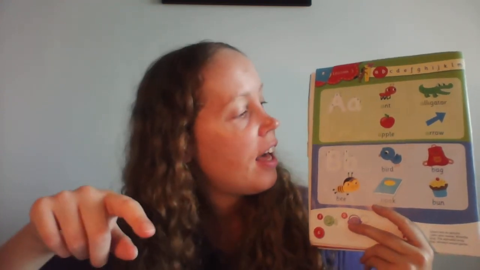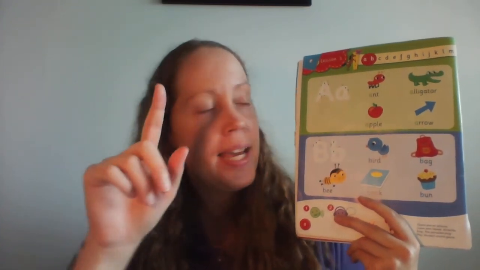Finger up, shake your finger, point at arrow, arrow. Well done. Finger up, shake your finger, point at bag, bag. And one more, finger up, shake your finger, point at bun, bun. Very good. Now finger up, finger down, finger up, shake your finger, point at the big letter A, big letter A.